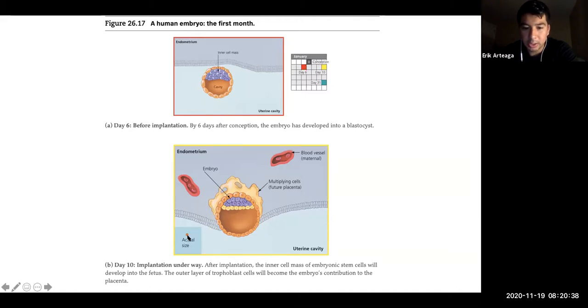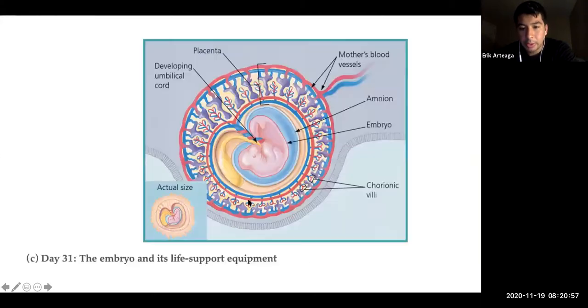The actual size of the cell mass is shown here. At day 10 after implantation, the inner cell mass, the embryonic stem cells, will develop into a fetus. The outer layer of trophoblast cells will become the embryo's contribution to the placenta. Here you have the blood vessel innervation: the outgrowth of veins and arteries to the placenta, and multiple areas of capillary beds. Again, this is going to be exchanging nutrients as well as waste products from the fetus or the embryo.